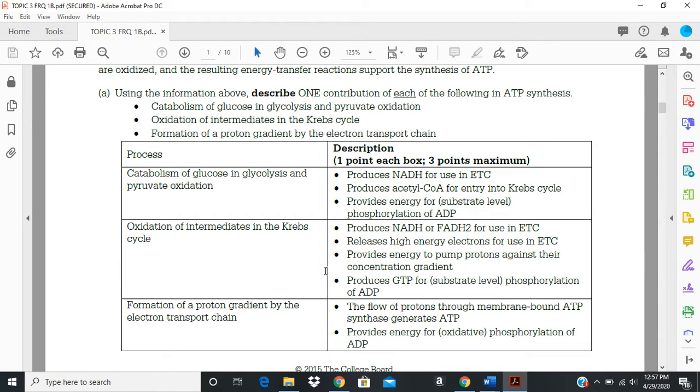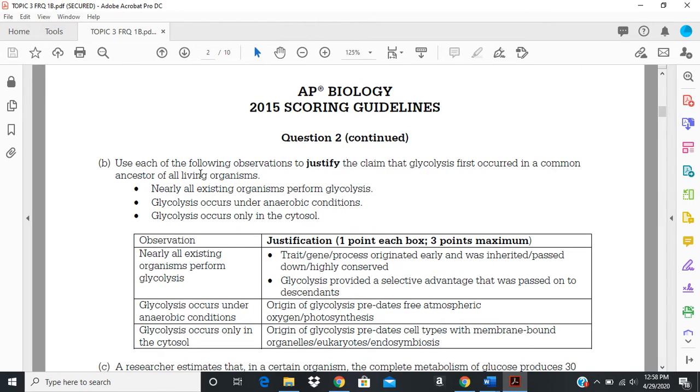Krebs cycle. Number one thing it does is it produces all that NADH and FADH2 for the electron transport chain. It also allows us to have that high energy electron that we need for the electron transport chain. NADH and FADH2 provide the energy to pump protons against their gradient. And then they even threw in here a little GTP, right, for substrate level phosphorylation of ADP. And then lastly, that proton gradient, the whole point of that is to generate ATP, right? Having those protons move through ATP synthase allows for the production of ATP, and it also provides energy for oxidative phosphorylation of ADP to ATP. Not bad there.